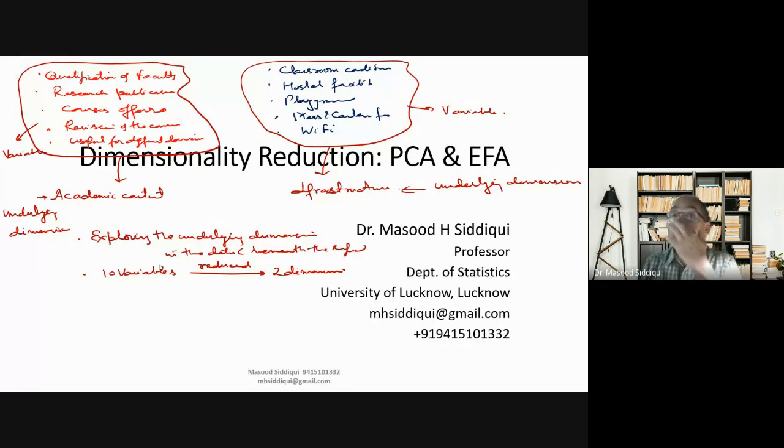And the related concept is technically known as dimensionality reduction. So dimensionality is just the second name of these underlying dimensions or the factors. And here we are studying two related concepts. One is principal component analysis, and very much related to this is exploratory factor analysis. So this is the objective of studying this chapter or this unit.